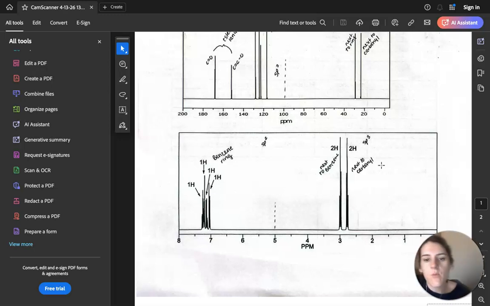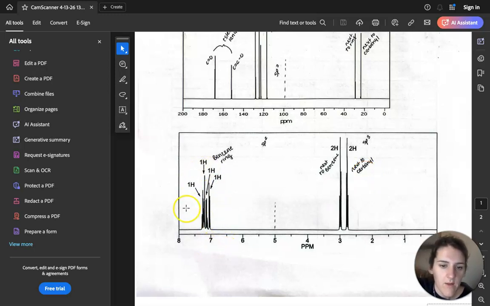One has a little bit more intensity than the other one, and I went ahead and assigned it after the fact: this is the CH2 that's next to the benzene, and then this is the CH2 that's next to the carbonyl.